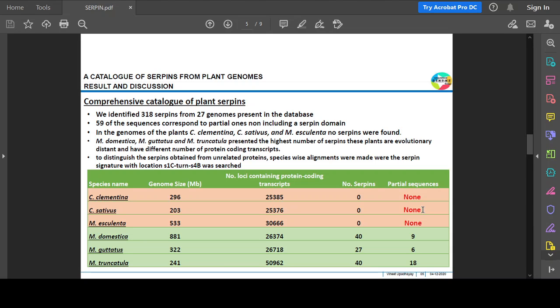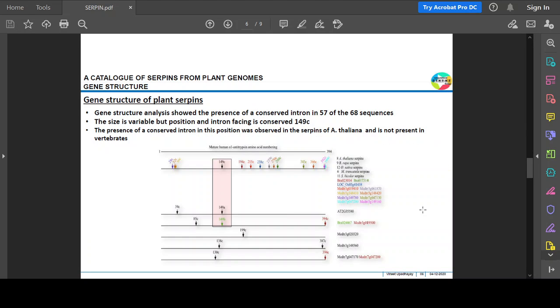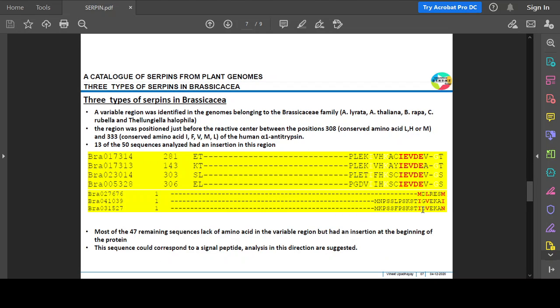We also tried to distinguish serpins from other unrelated proteins. We tried some targeted signature based studies, and we tried to generate the gene structure of plant serpins. Although there might be variability in the position, out of 68 sequences, 57 were highly conserved at the intron 149C. In the Brassicaceae family, we found some variable regions. We found some high conservation near the reactive center loop at position 308 and position 333, and 13 of the 50 sequences analyzed had an insertion in this region.